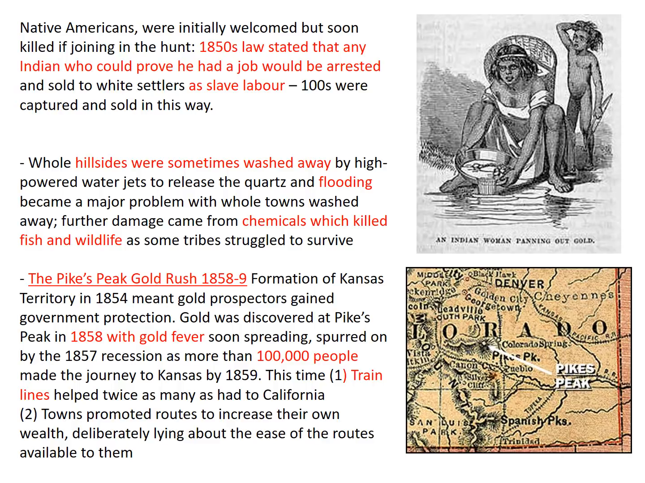We have a second gold rush in 1858 to 59 at Pikes Peak. Again, we get gold prospectors gaining government protection, gold fever spreading, with 100,000 people heading this way. This time they've got the train lines, which means double the amount are able to go than had gone to California. And each town promotes itself as the safest way to get there and having an easy route. That helps the town, but also inspired more and more people to go.